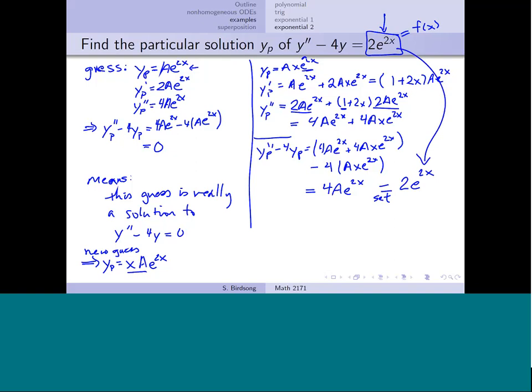What do you guys think? Could we solve for a? Hopefully you're all thinking, yes, I am getting yeses coming in. Awesome. Anybody got what a equals?